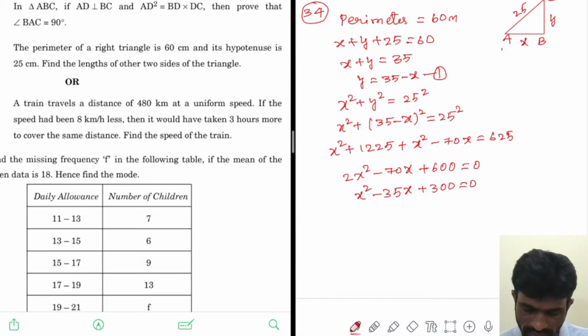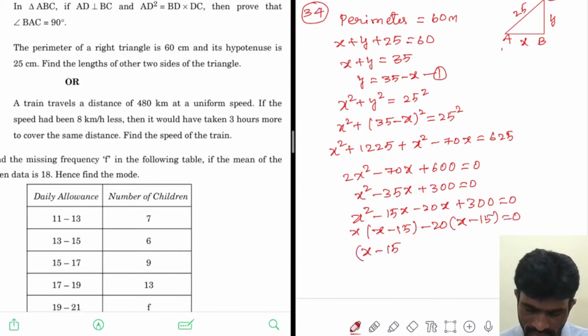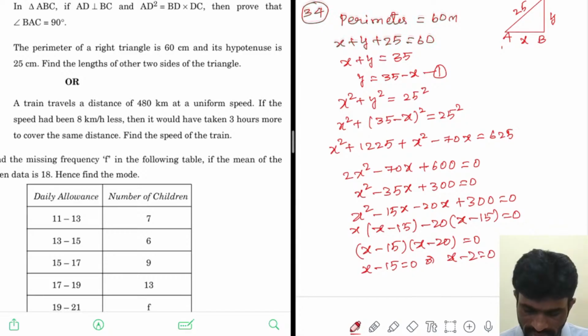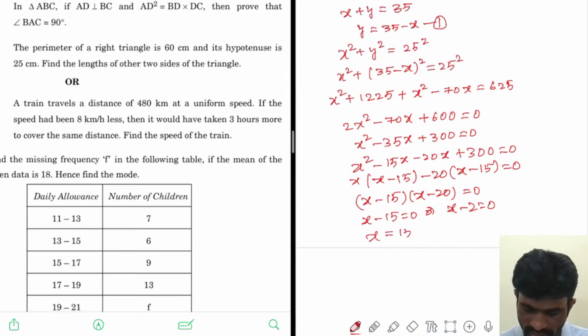So x square minus 15x minus 20x plus 300 is equal to 0. x common, x minus 15; minus 20 common, again x minus 15, is equal to 0. So we get x minus 15 into x minus 20 is equal to 0. So x minus 15 is equal to 0 or x minus 20 is equal to 0. So what it means, x is equal to 15 or x is equal to 20.